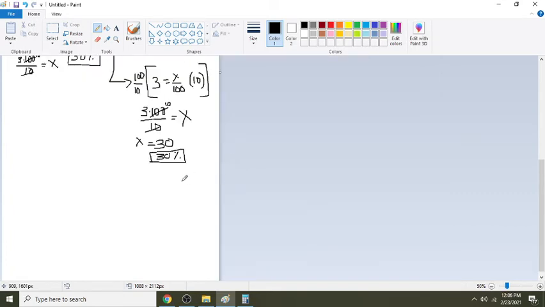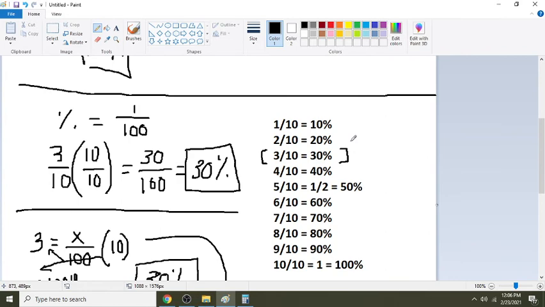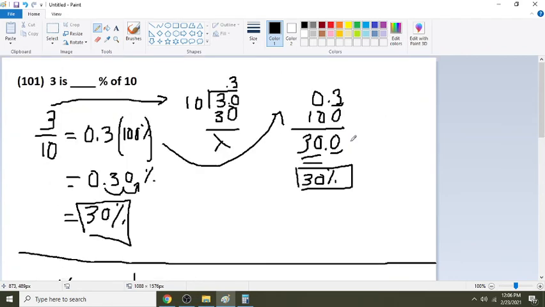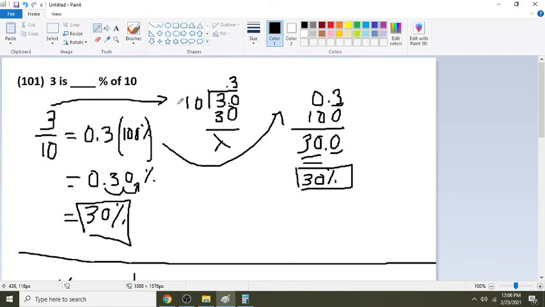So there are a whole lot of ways to do this, and perhaps one of the most important parts of this review is the review on your tenths. Make sure you memorize this part so that it becomes stock knowledge you can access anytime you need it. Let's read it again. 3 is what percent of 10? That is 30%. 3 is 30% of 10. That's it.